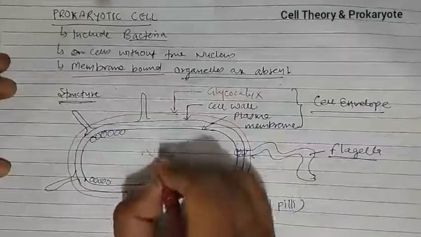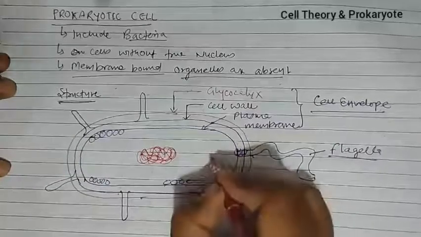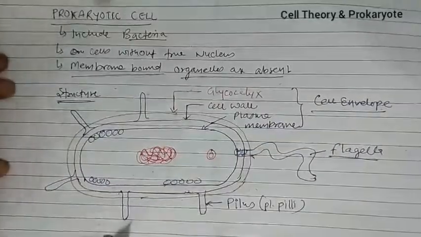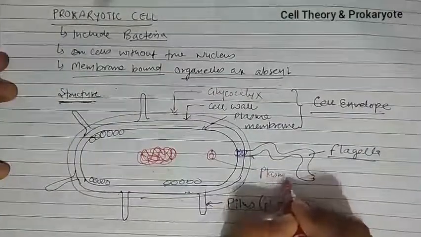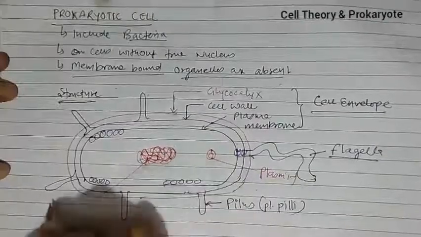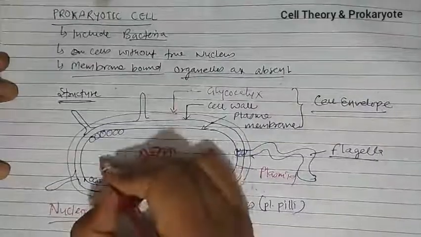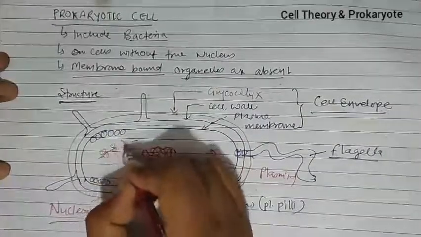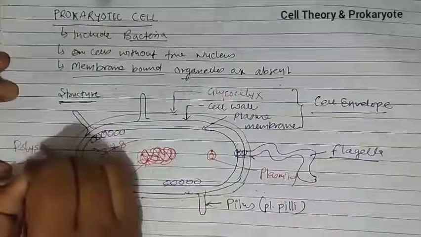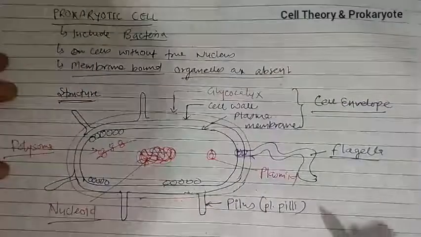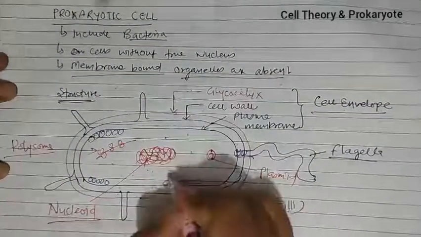Centrally they have a nucleoid. True nucleus is absent, so they have a nucleoid. In spite of nucleoid there is a presence of another structure like circular DNA. This is known as plasmid. This is known as nucleoid. Then you find some structure like this that are named as polysome. They have some of the enzymes, some of the proteins, and all these are present.